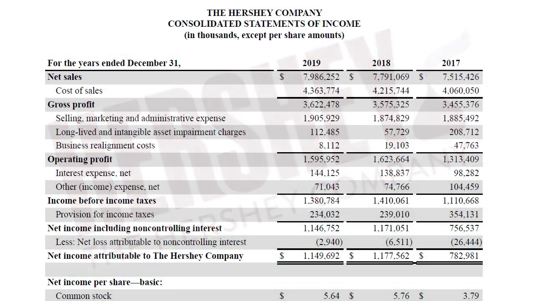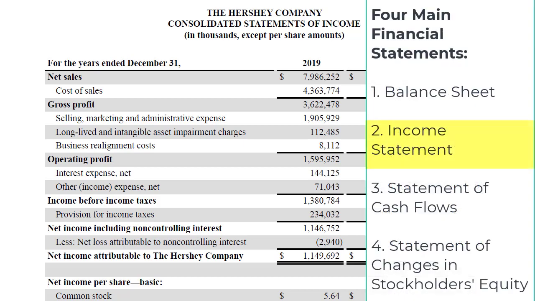Hello and welcome to the second major part of this short introduction to financial statements for beginners. In the very first video, we did a quick overview of what the four major financial statements were: the balance sheet, income statement, cash flow statement, and changes in shareholders' equity.